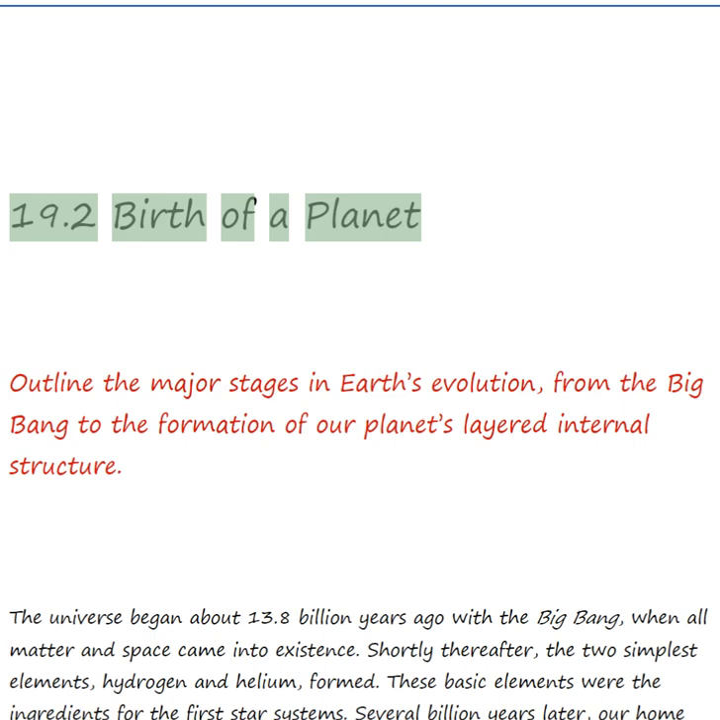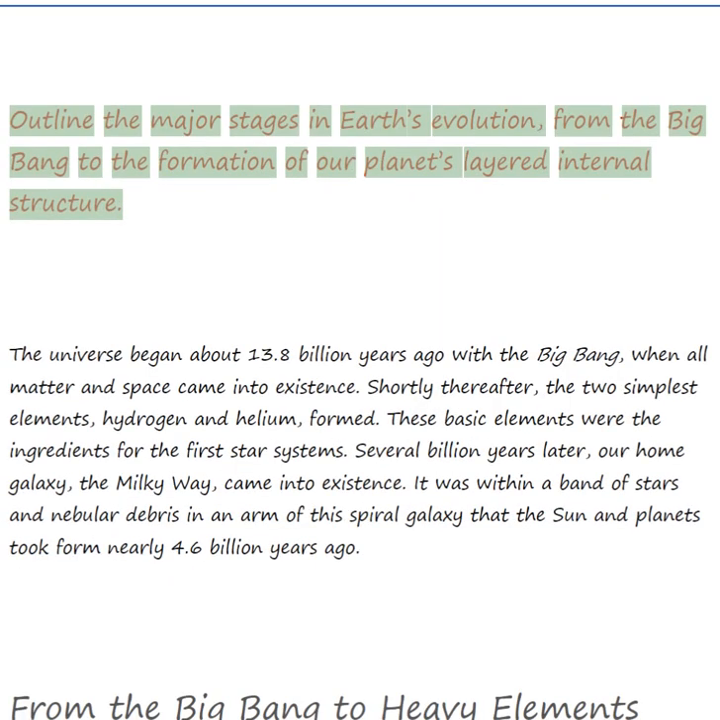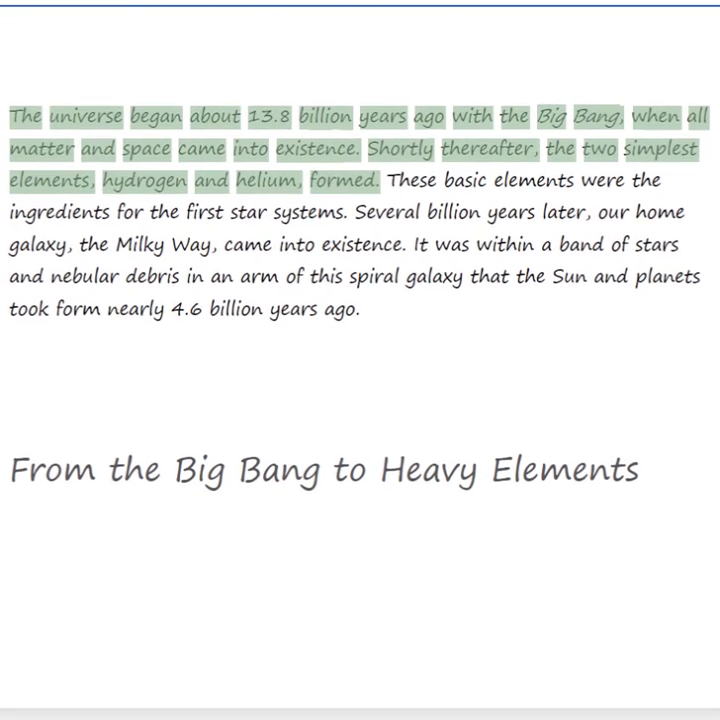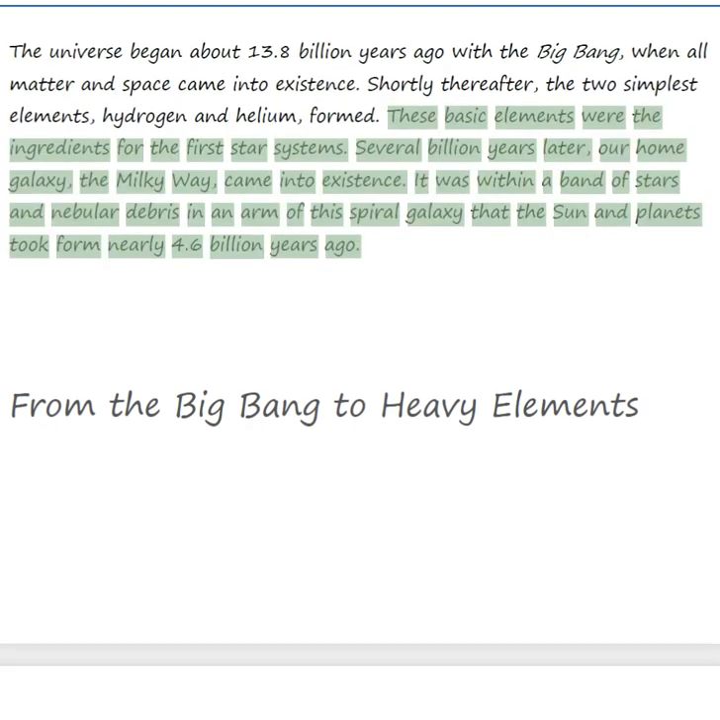19.2 Birth of a planet. Outline the major stages in Earth's evolution, from the Big Bang to the formation of our planet's layered internal structure. The universe began about 13.8 billion years ago with the Big Bang, when all matter and space came into existence. Shortly thereafter, the two simplest elements, hydrogen and helium, formed. These basic elements were the ingredients for the first star systems. Several billion years later, our home galaxy, the Milky Way, came into existence.